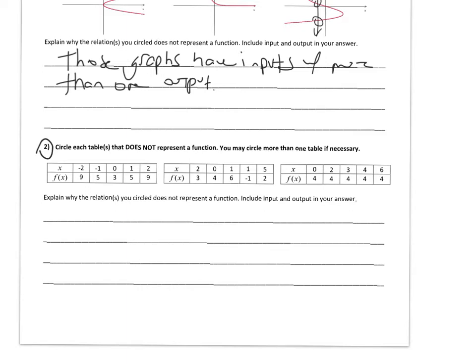Each input only has one output. Now, I know what you're thinking. If you look at these two, or these two, they repeat the output. But we're only focusing on the inputs. And if you look, each input is different, so each input is only mapped to one output. So you need to find the ones that have an input mapped to more than one output, and then you can circle those.